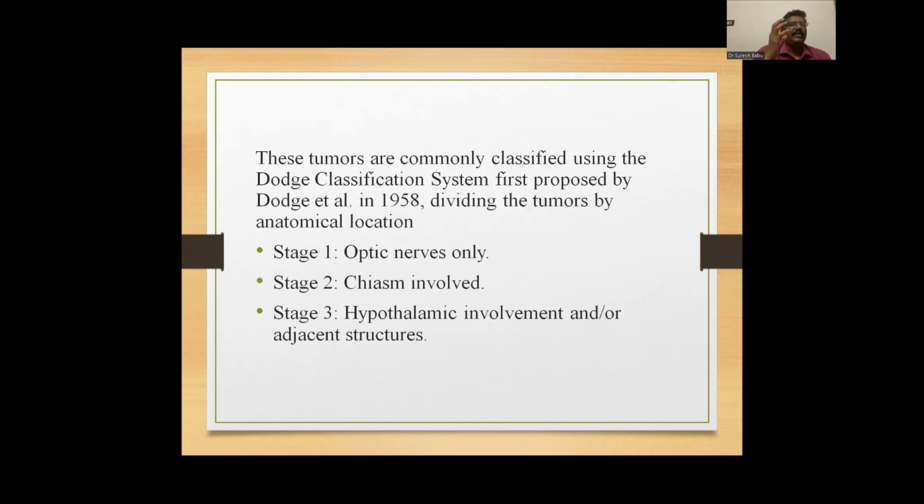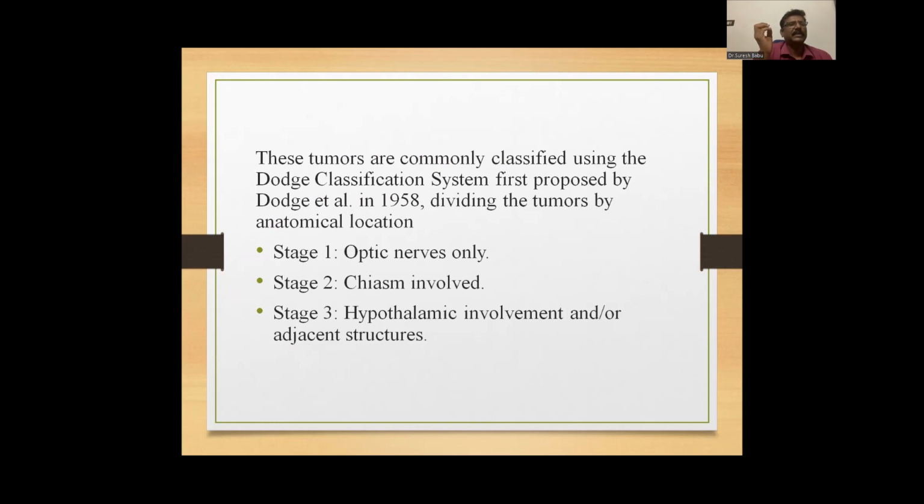So what is the classification for these optic pathway gliomas? These tumors are commonly classified using the Dodge classification system. Stage 1 involves the optic nerves alone. Stage 2, chiasm involved. And stage 3, hypothalamic involvement or adjacent structures. So it's based on the Dodge classification system.